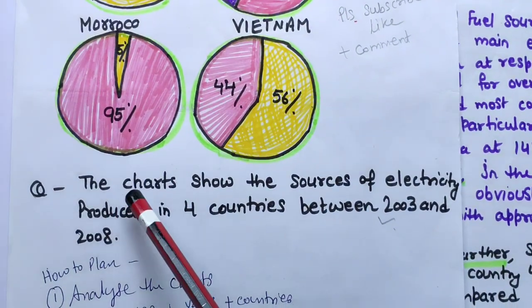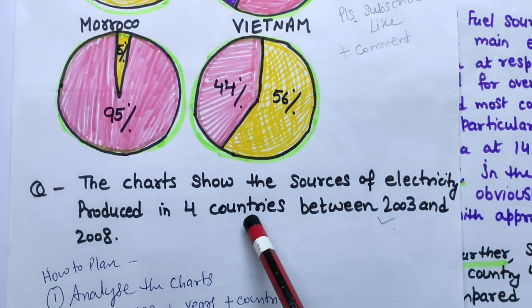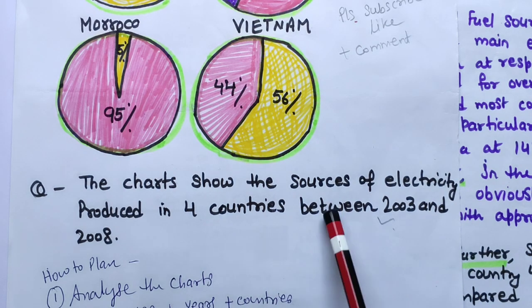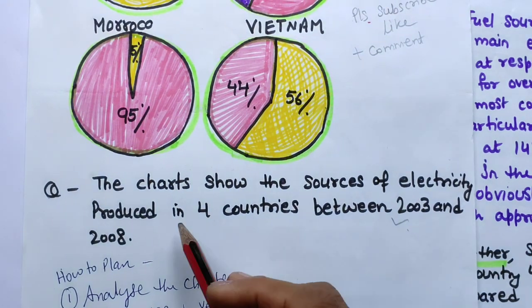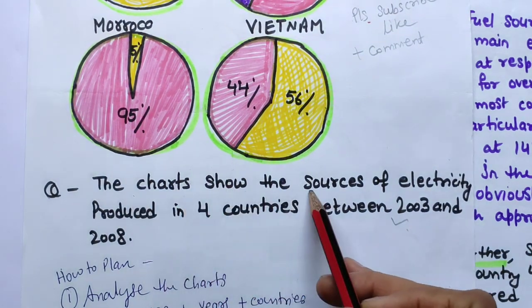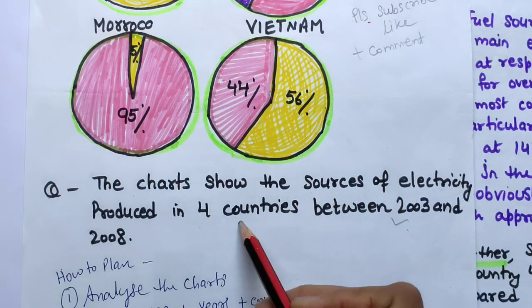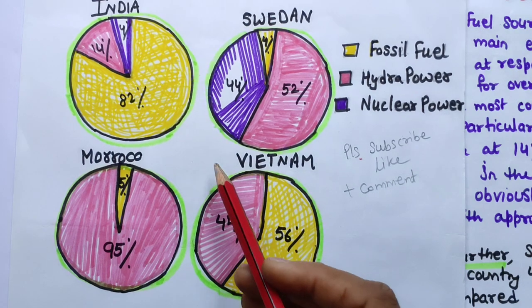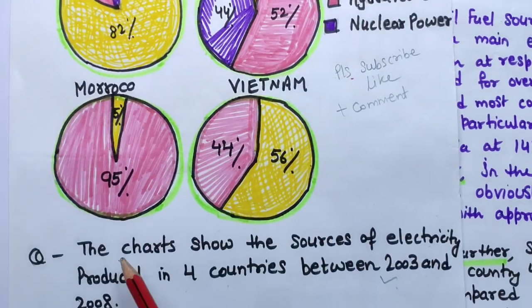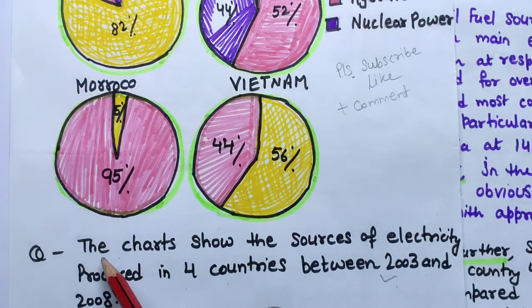So let's read the question statement. Introduction means, yes, paraphrasing of the question statement in writing task 1 and 2 also, but here they have not asked you about your opinion, that's why we will not give our opinion. The charts show the sources of electricity produced in 4 countries between 2003 and 8. Of course we have to tell the examiner that these are pie charts. So the 4 pie charts or graphs.